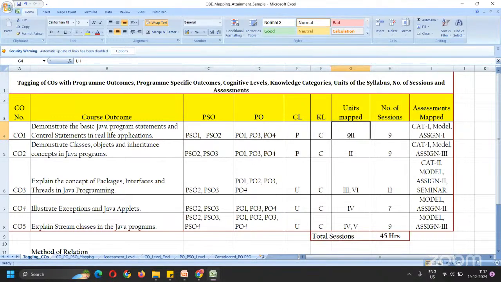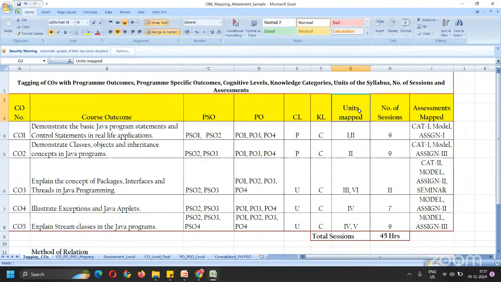Okay, it is not always the case. You can also overlap the COs over the units. Okay, that is also possible. Some of the topics from unit 1 are contributing to CO1, some topics of unit 2 are contributing to CO1, and another part of unit 2 is contributing to CO2. So overlapping of units over the course outcomes is permissible.